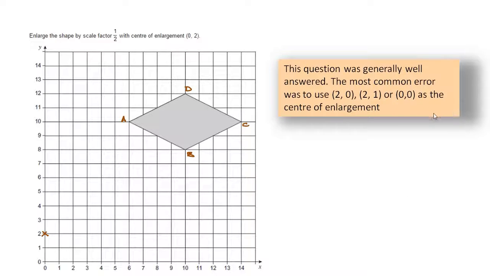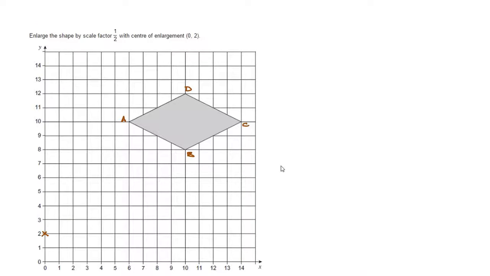So the examiners say that this question was generally well answered. The most common error was to use 2,0, 2,1 or 0,0 as the centre of enlargement. But apart from that, people generally understand what to do here. So that's good news. The first thing that they understand is that to enlarge a shape by scale factor of half doesn't actually mean to make it bigger. A fractional scale factor is going to make the image of the object in fact smaller. So enlarge can mean contract, so dilate or contract. So actually what we're going to do is shrink this down with a scale factor of a half, and that's the first thing I guess that people understood.